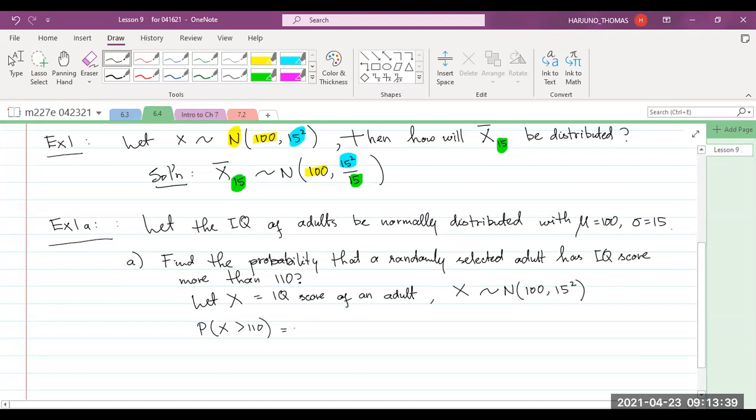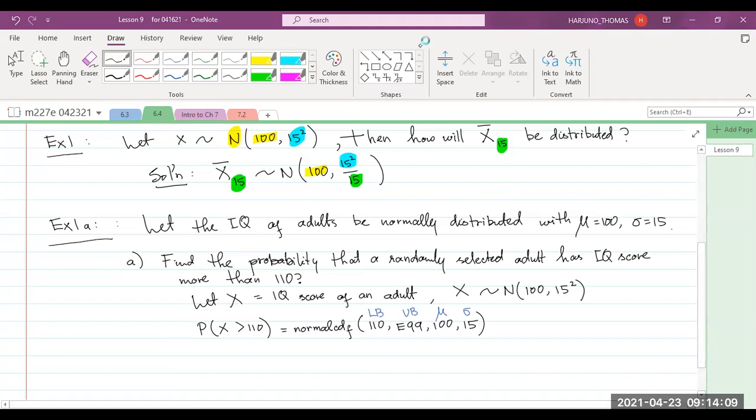And this will be normal CDF, lower bound 110, upper bound infinity, E99. The mean is 100, standard deviation 15. Let me remind you, this is the lower bound, this is the upper bound, this is the mean, this is the standard deviation.